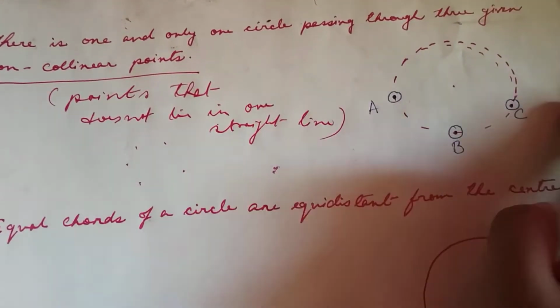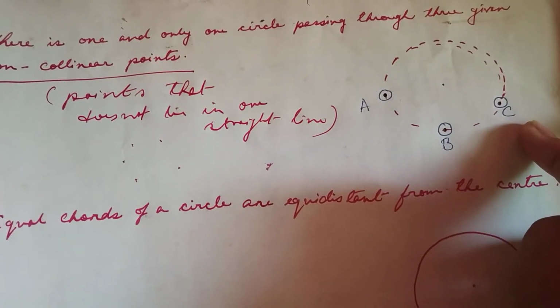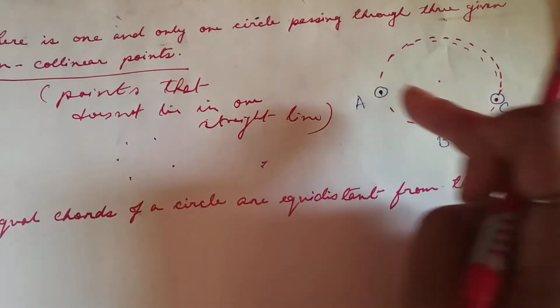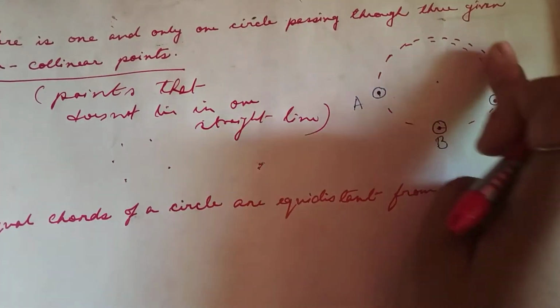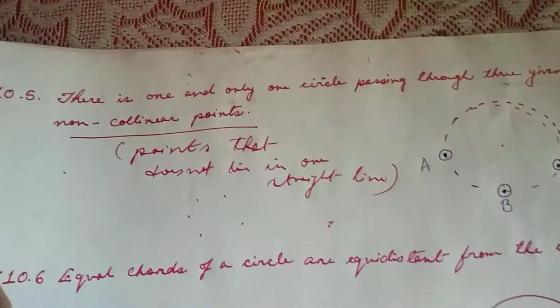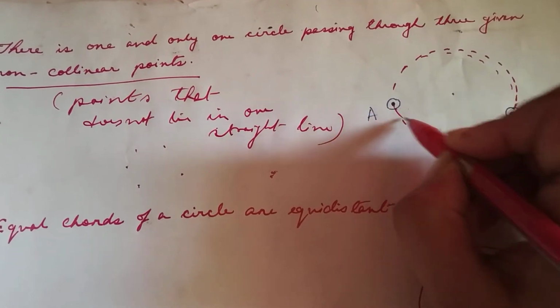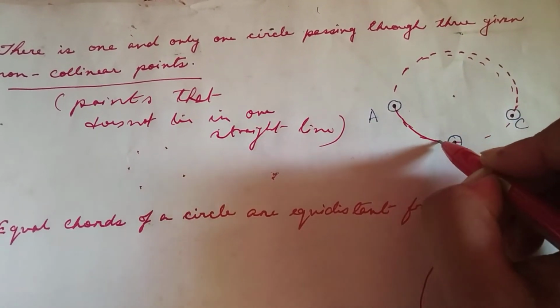So if there are three non-collinear points, that is A, B and C on my figure, then you can say that yes, we can draw one complete circle passing through these three non-collinear points. So this is all about theorem 10.5, which is very easy to understand. ABC, and yes, I can join the dotted lines which I have already drawn.